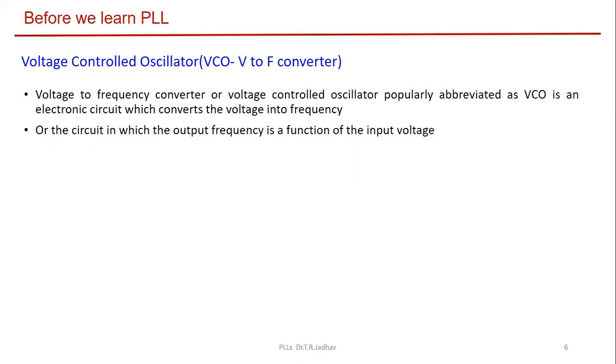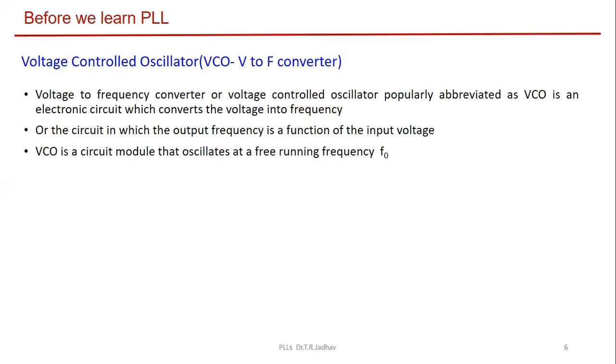So try to understand that a VCO also is basically an oscillator, and that's why it will have its own frequency, and that frequency we can change with the help of an external voltage that we are going to supply to the VCO. So that's why we call it a voltage controlled oscillator. Let us understand the concept very quickly.